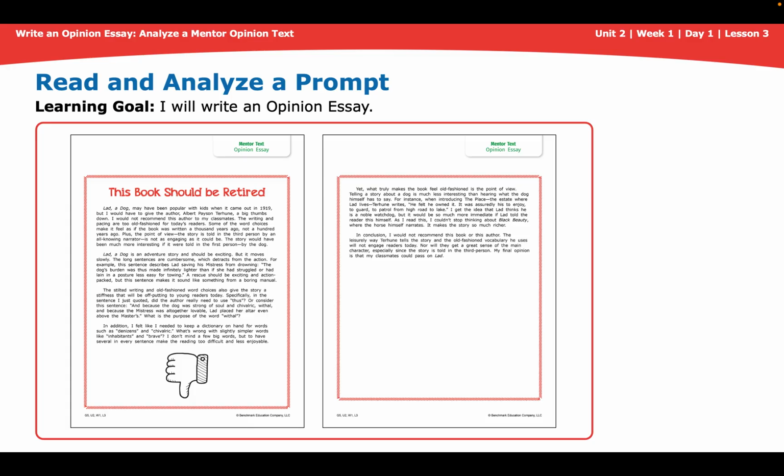As I read this, I couldn't stop thinking about Black Beauty, where the horse himself narrates. It makes the story so much richer. In conclusion, I would not recommend this book or this author. The leisurely way Terhune tells the story and the old-fashioned vocabulary he uses will not engage readers today, nor will they get a great sense of the main character, especially since the story is told in third person. My final opinion is that my classmates could pass on Lad.